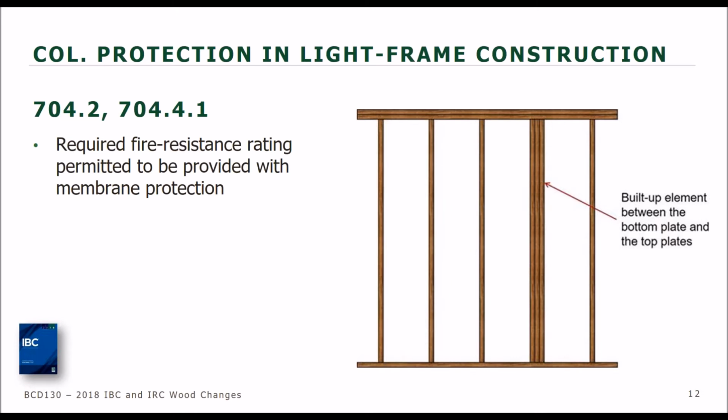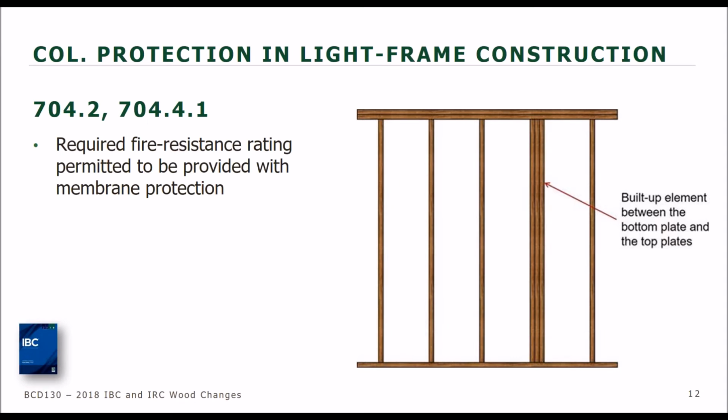There's been a clarification in that it states that columns shall be provided individual encasement protection by protecting them on all sides for full column height. However, there is an exception to this for light frame construction, in that the exception has been modified for studs, columns, and boundary elements that are integral elements in walls.